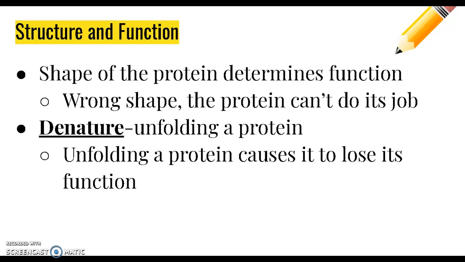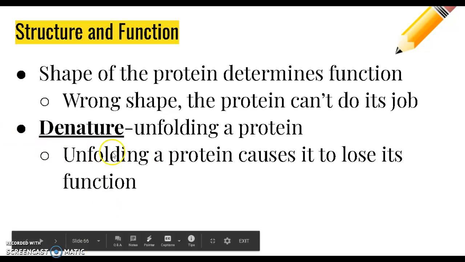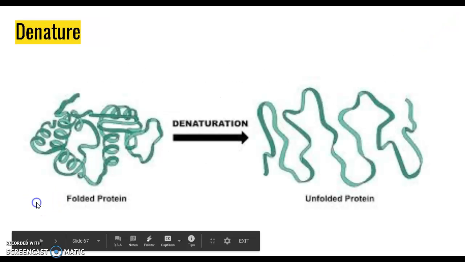Unfolding a protein is something called denaturing, and it causes proteins to lose their function. We're going to talk more about denaturing when we get into enzymes. This is what denaturing looks like. We have a folded protein, and we can unfold it.